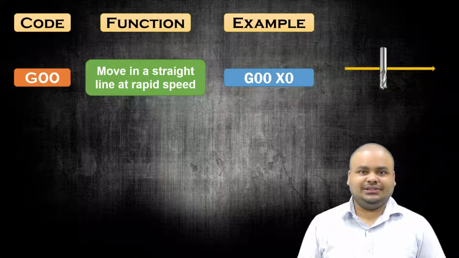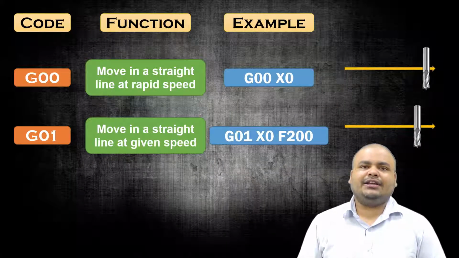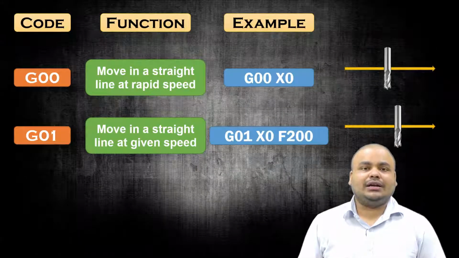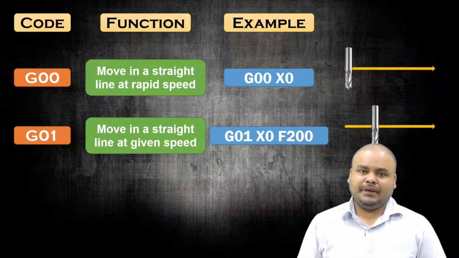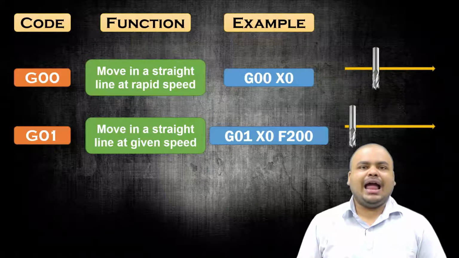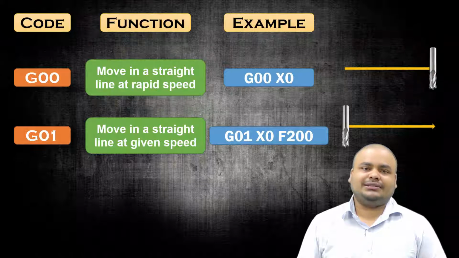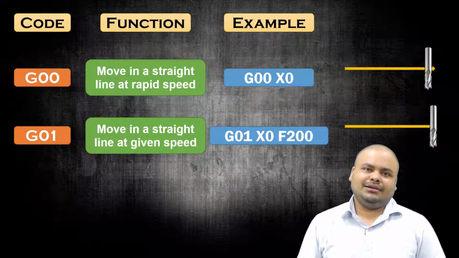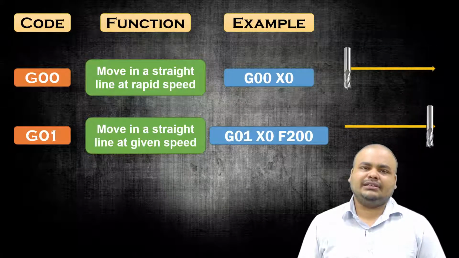Next, the code is G01. In this code, you can control the feed rate by giving it in the command with F. So here, what is feed rate? It is the advancement of the tool on the surface of the job per minute. As per the program, we have given G01, X0 and the feed rate is 200. That means it will move towards the X0 position with a feed rate of 200 mm per minute, that means 200 millimeters will be covered in a single minute.